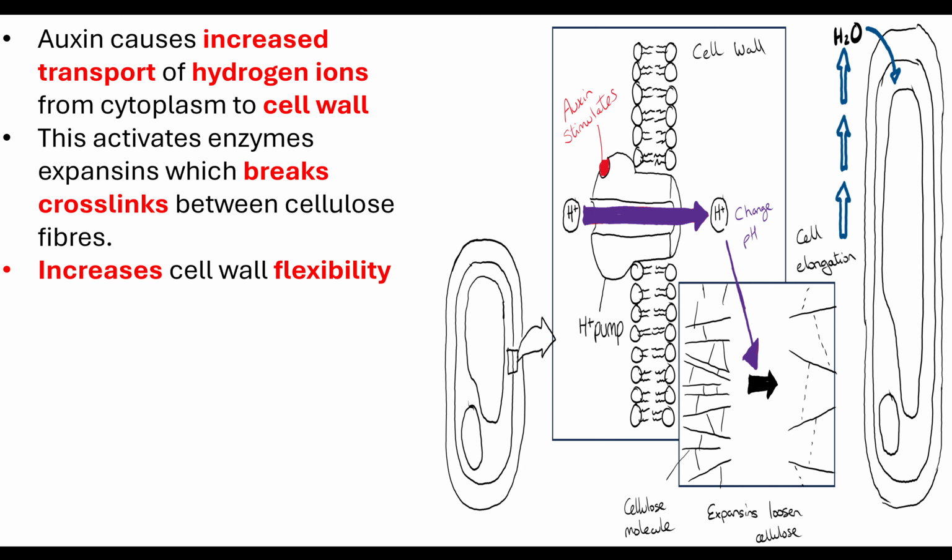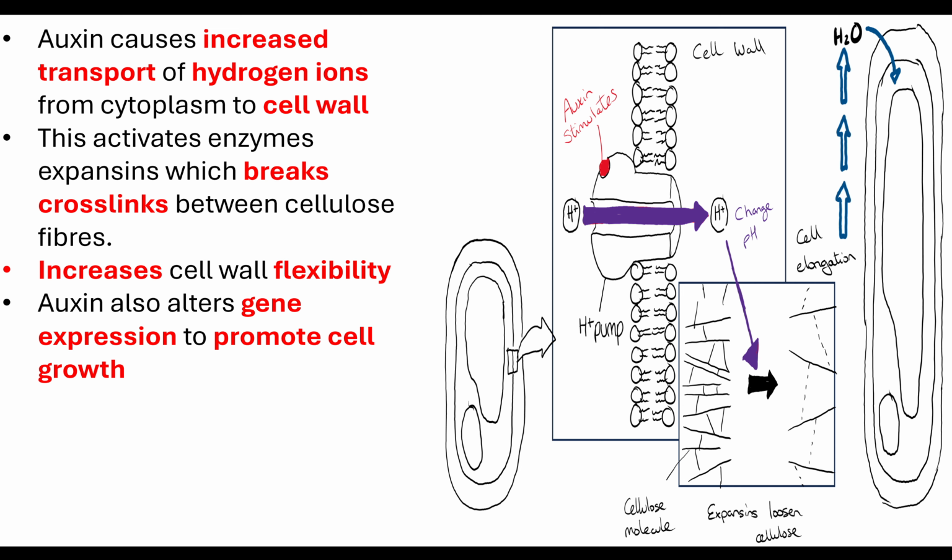Well, it's not just about the increase in water because of that flexibility in the wall. What we also know is that the auxin actually alters gene expression. Because it alters gene expression, it promotes the cell growth, which therefore means it promotes the production of more proteins. So we know that this is a hormone that is produced and secreted, it's then transported, and then it acts on cells which are called its target cells.